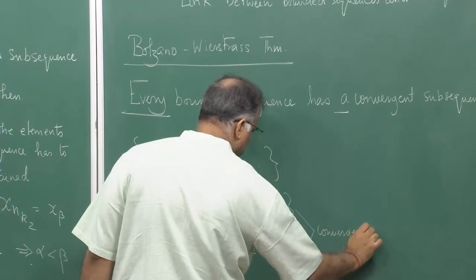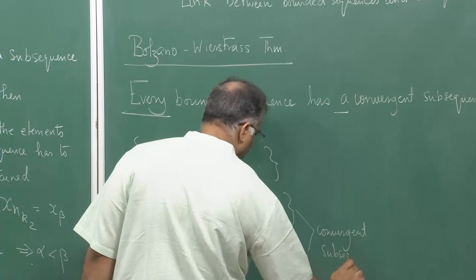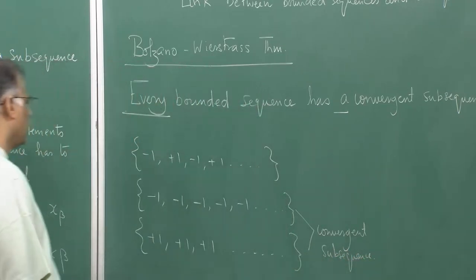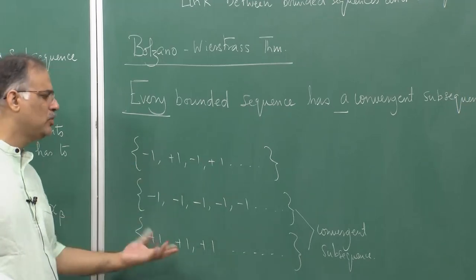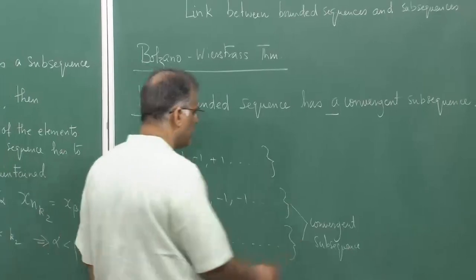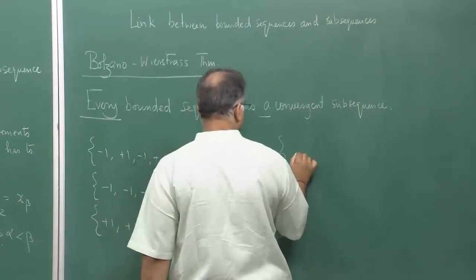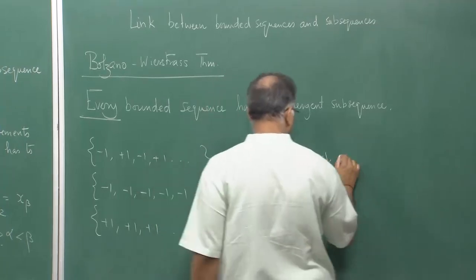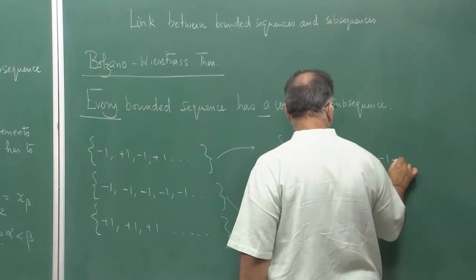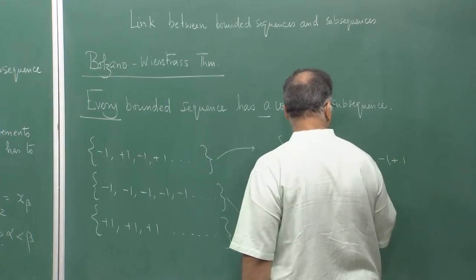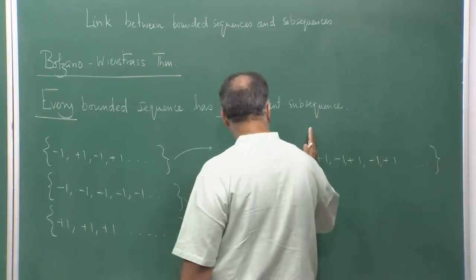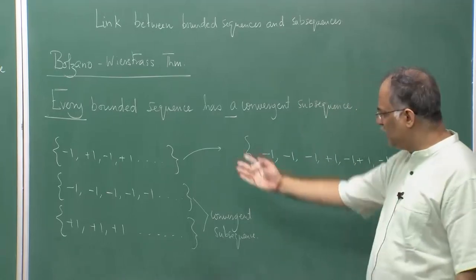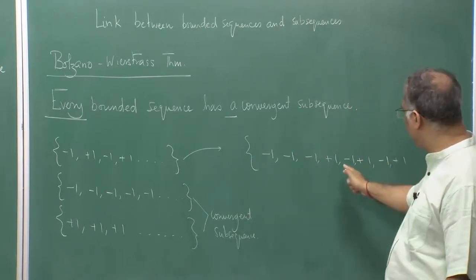Now, there can be a subsequence which is not convergent. For example, I can create a subsequence from here. Let the first term be minus 1, the second term be minus 1, the third term be minus 1 and the fourth term be plus 1, again. You see then that just after the third term, the same repetition starts. You take the same elements. So, then again it all starts oscillating.